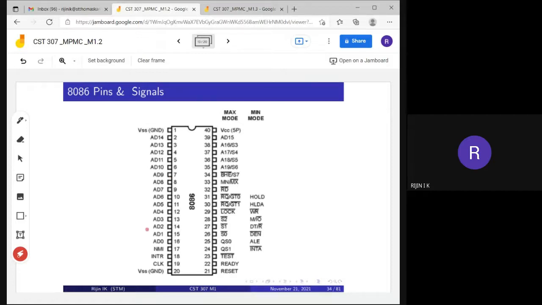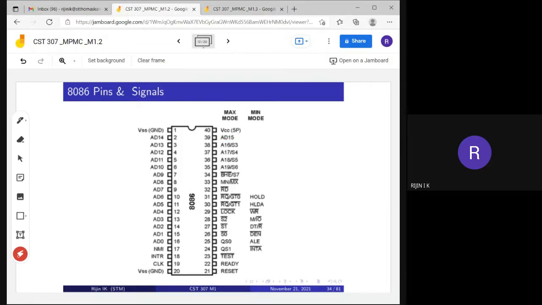First we can discuss these address pins, that is from pin 2 to pin 16 and pin 39. We will call these the data bar address lines.